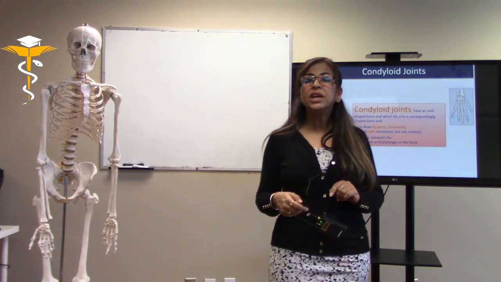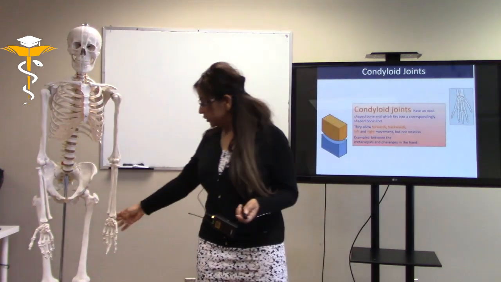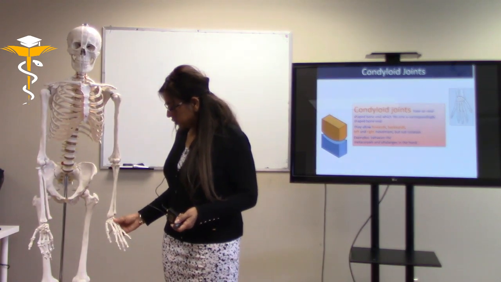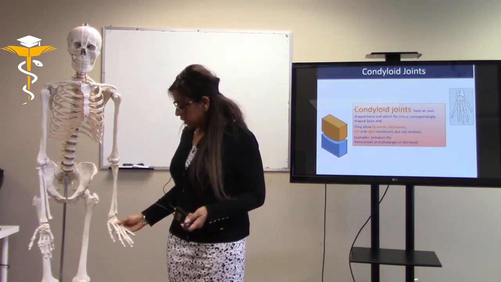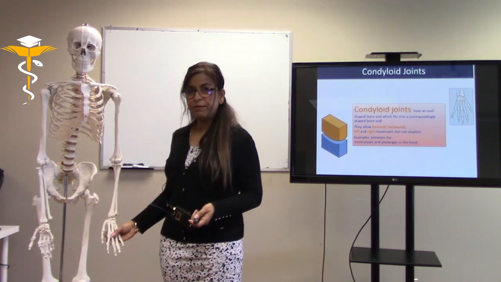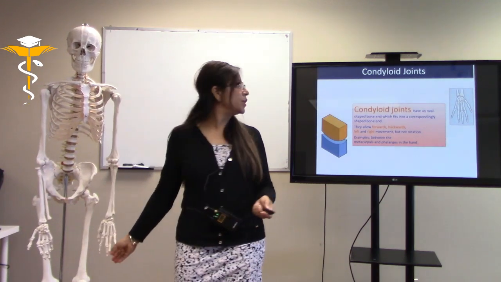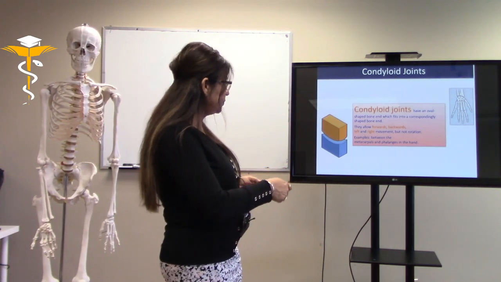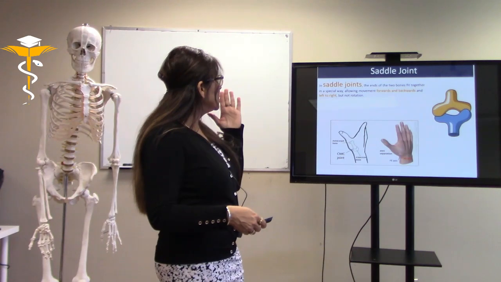Examples: these are between the metacarpals and phalanges. So right here, these are the condyloid joints between the metacarpals and the phalanges. So the condyloid joints in the hand.